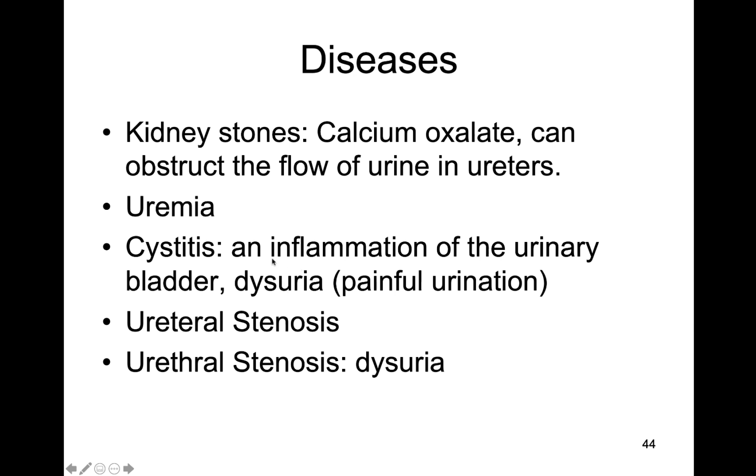Then we have two more. We have ureteral stenosis, and we have urethral stenosis. So read the words very carefully. We have URETE, and here we have URETH, so urethral. Stenosis is narrowing. The narrowing of the ureter is called ureteral stenosis, and narrowing of the urethra is called urethral stenosis. And again, that can cause painful urination as well. And that is the urinary system.